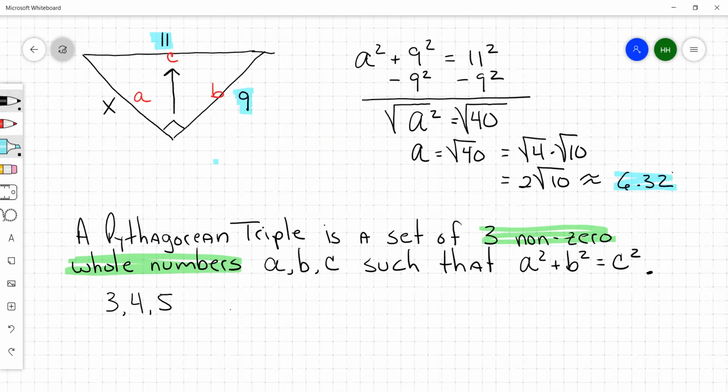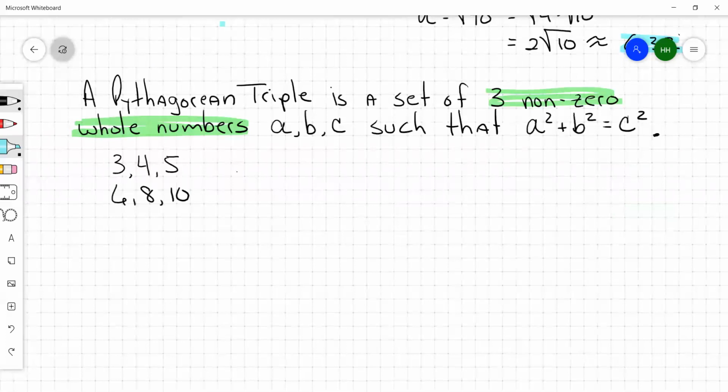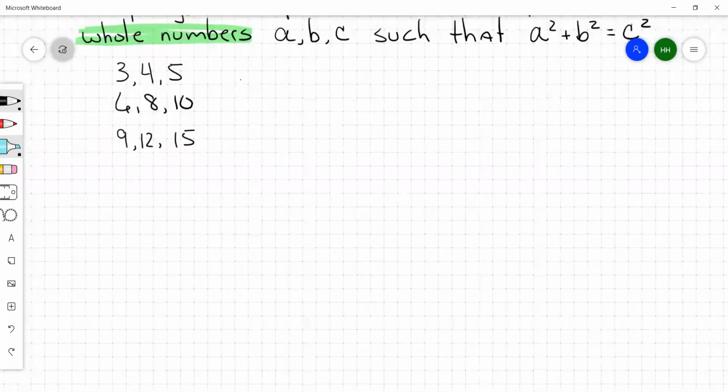6, 8, and 10 are a Pythagorean triple because 6 squared plus 8 squared equals 10 squared. There's a long list. 9, 12, 15 is a Pythagorean triple. 9 squared plus 12 squared equals 15 squared. So when you're asked to use a Pythagorean triple to find x, your answers need to be whole numbers. All right? Answers need to be whole numbers.